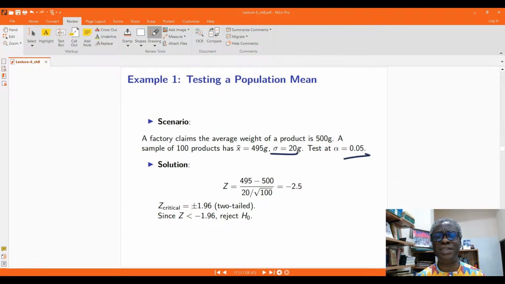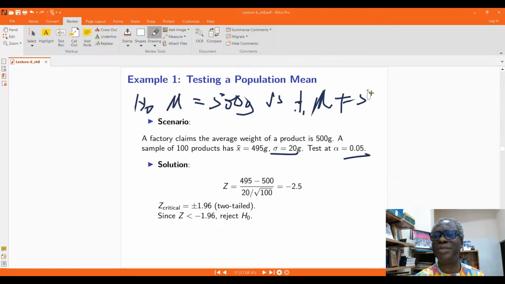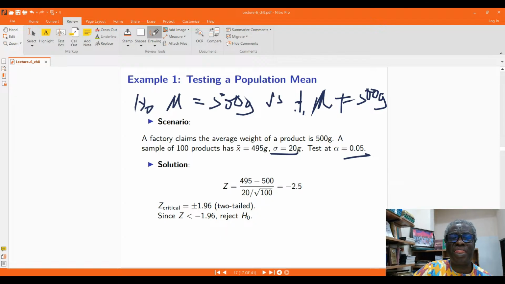So the hypothesis can be specified as H naught: mu equals 500 gram, versus H1: mu not equal to 500 gram. So that is the first step.